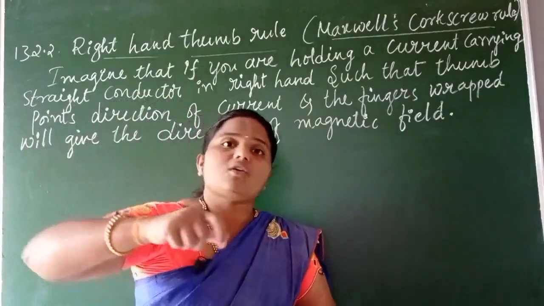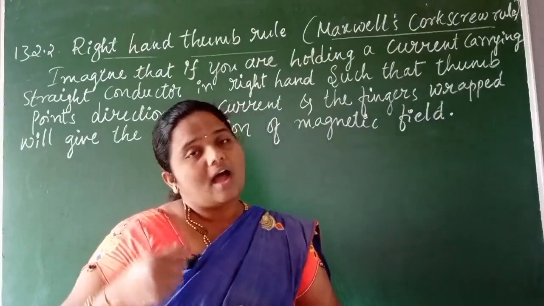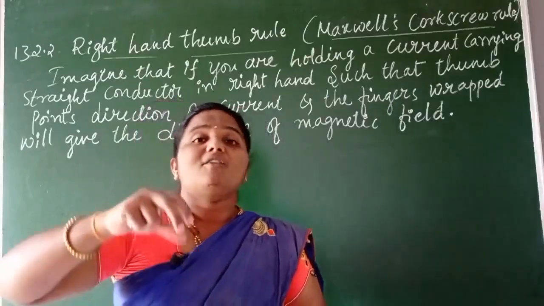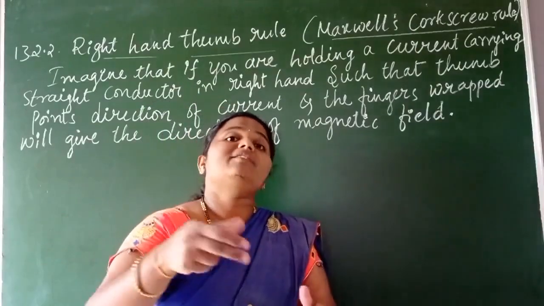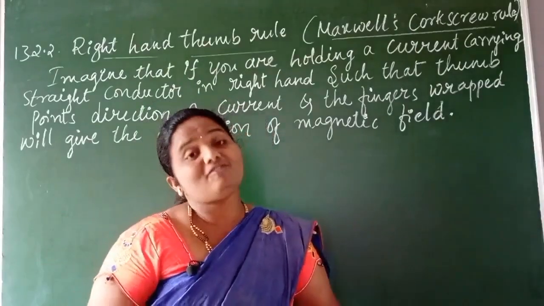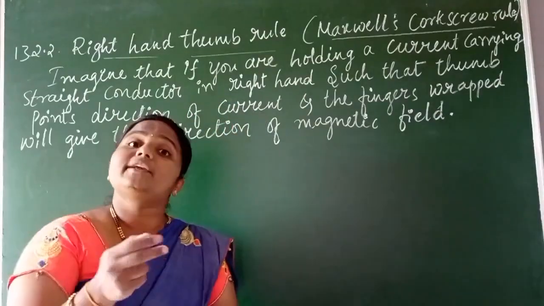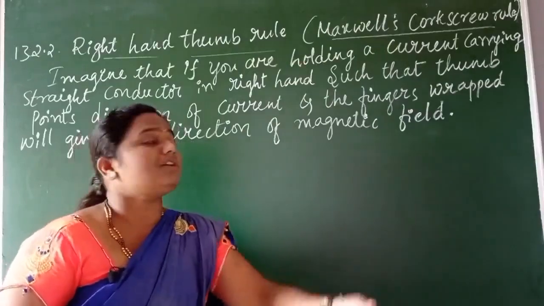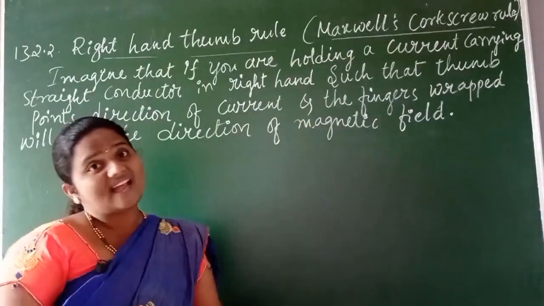You know, children, the corkscrew is just a metallic thing which is specially used to open bottles. Isn't it, children? When we are driving the cork, it will give the direction of the current, whereas the rotation of the corkscrew will give the direction of the magnetic field. That is how it is defined in terms of Maxwell's corkscrew.